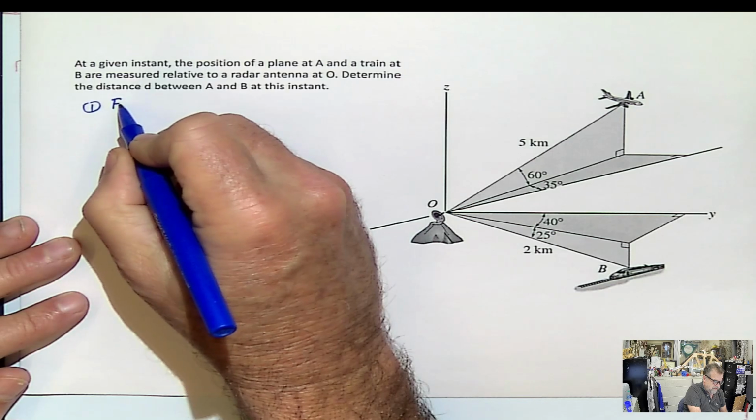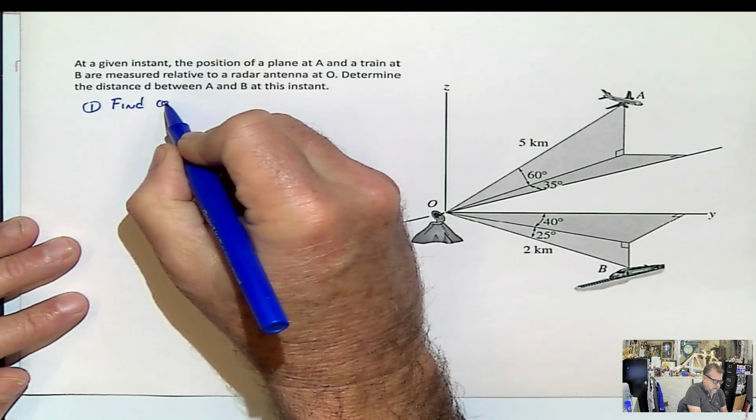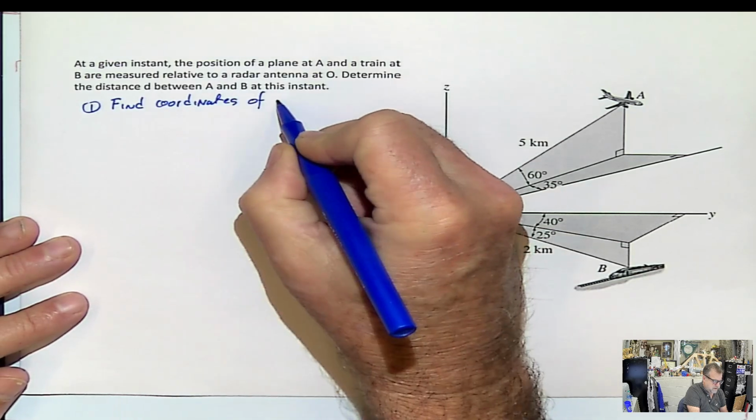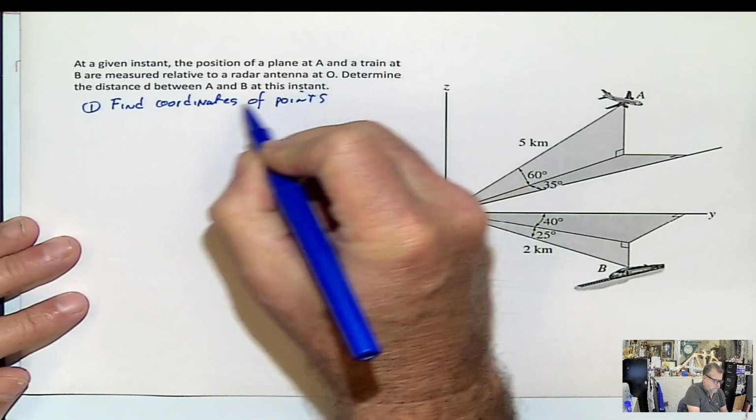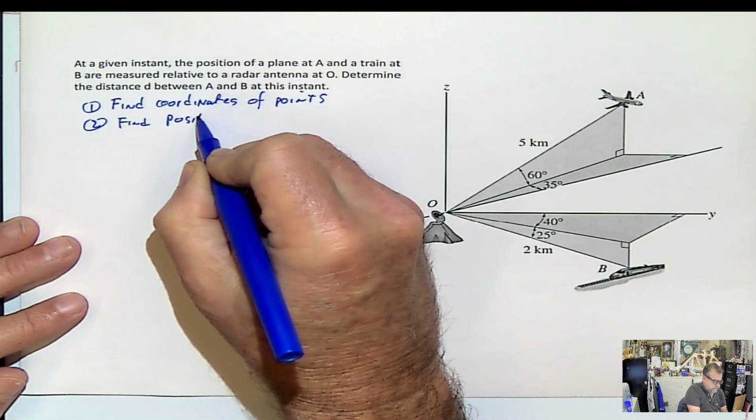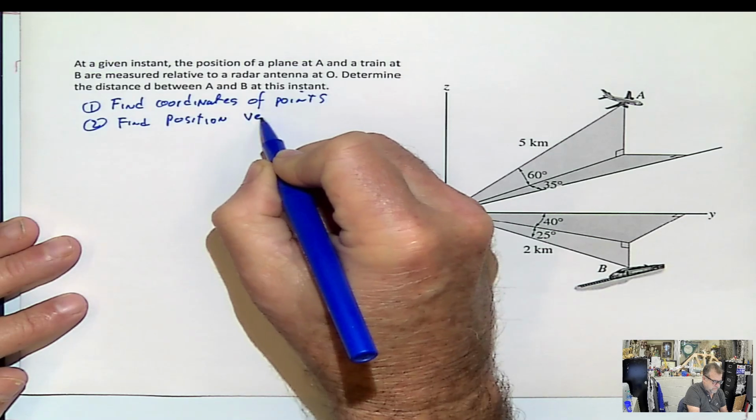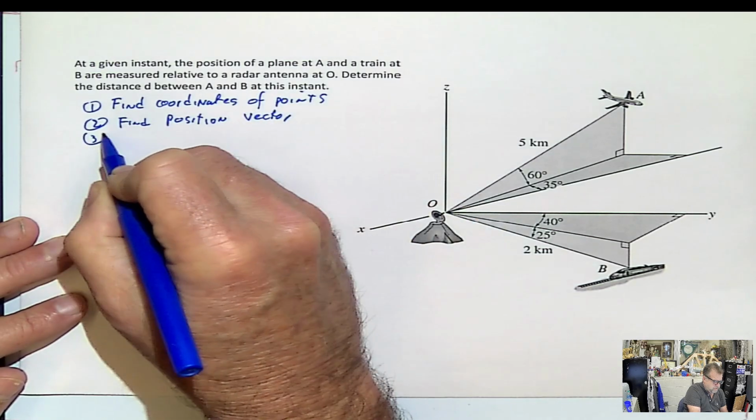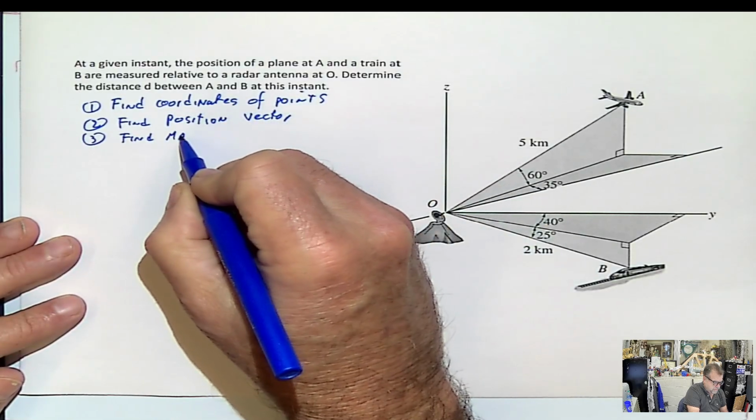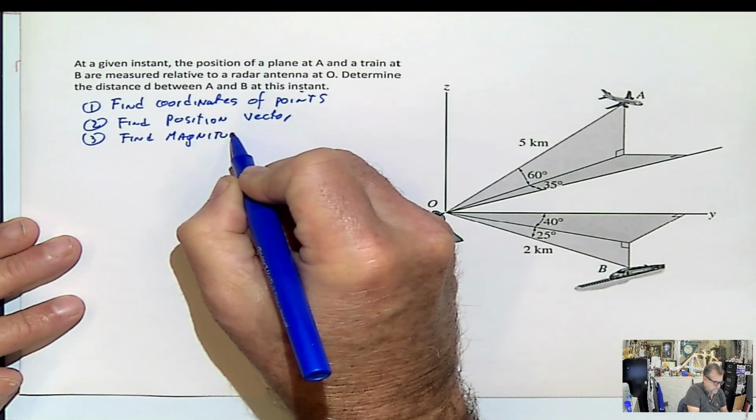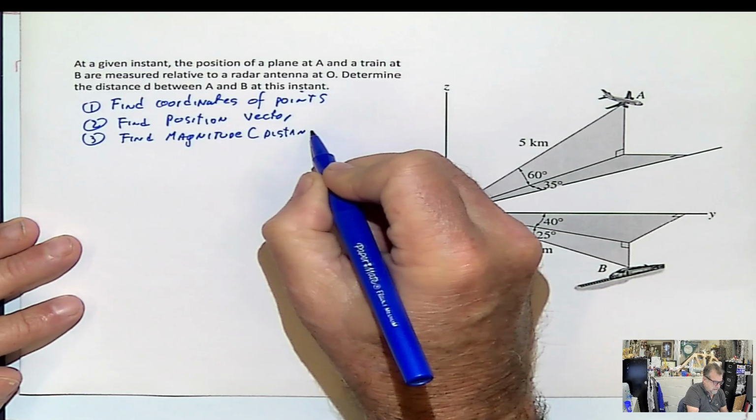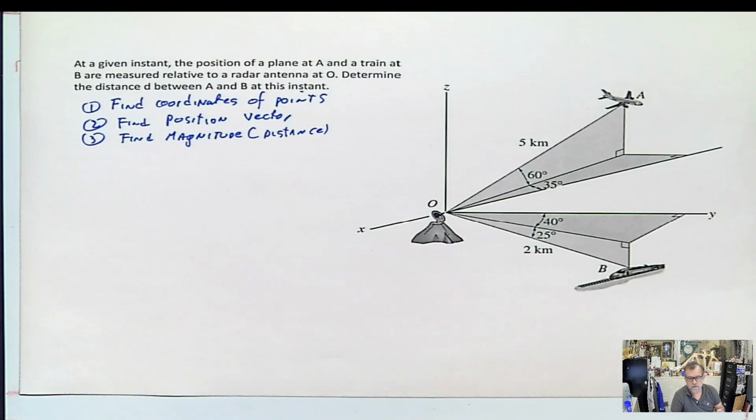Please first find coordinates of points. Find position vector. Find magnitude, which is the distance. And that's the approach that we're going to be following all the time.